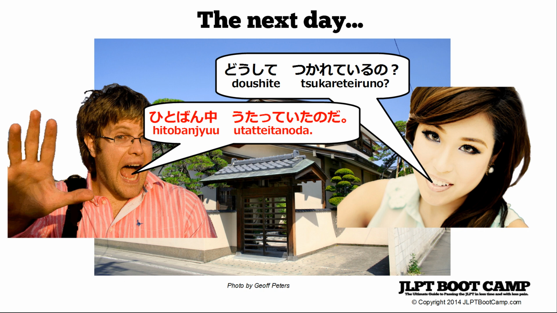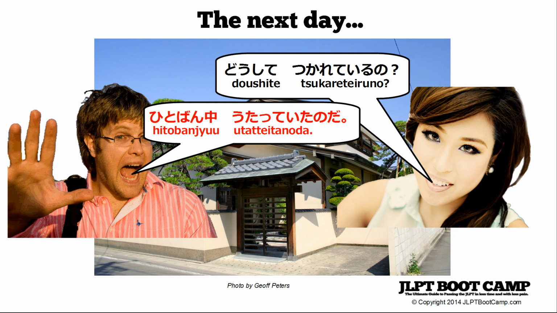And you answer, "Hitoban ju utatte ita no da." So hitoban ju means all night. Utatte ita no da is I sang. I'm sorry, it's the te form plus ita, which is the past progressive form of utau, which is to sing. And so basically you were saying, I was singing all night.